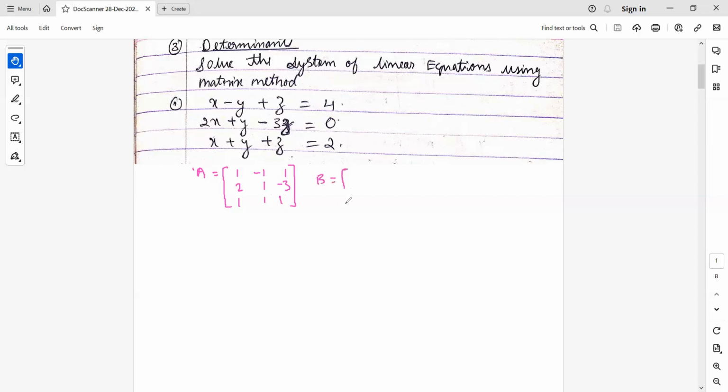Next, we have to obtain the matrix B. The matrix B will consist of all the constants: 4, 0, and 2.